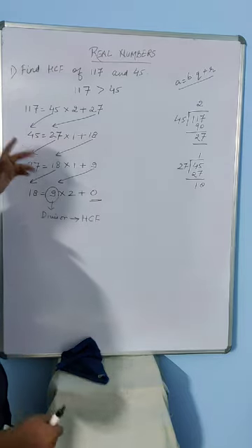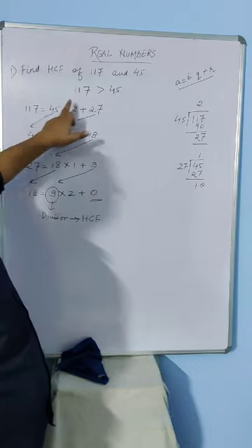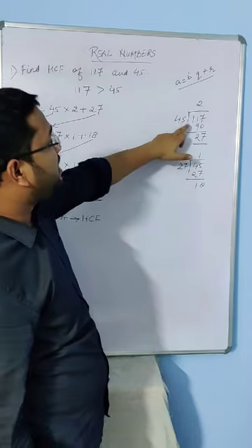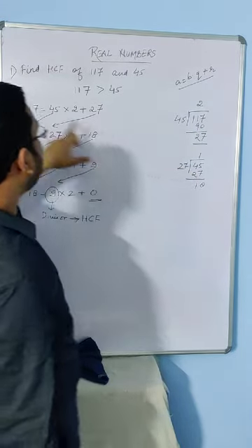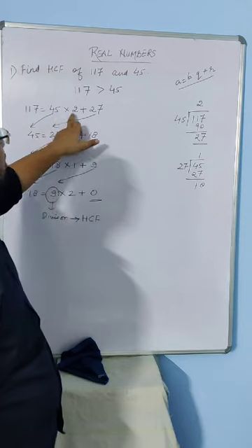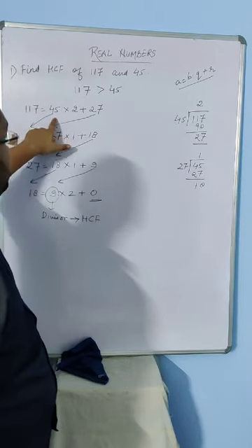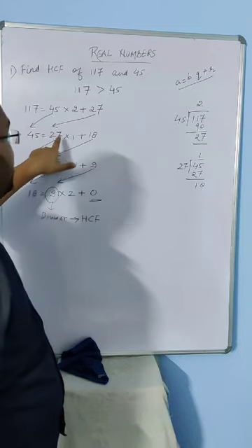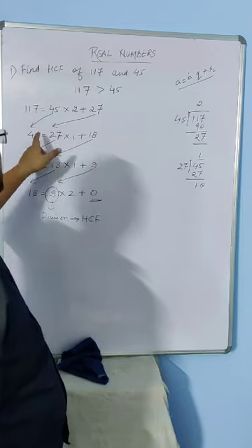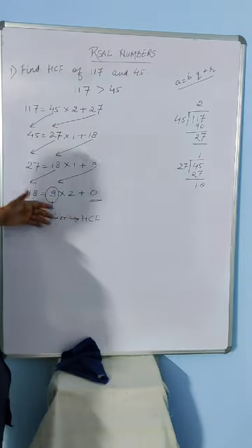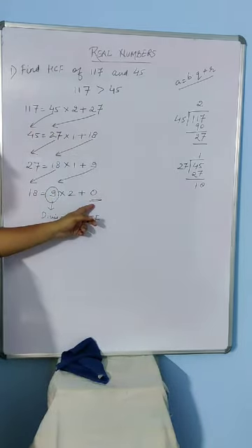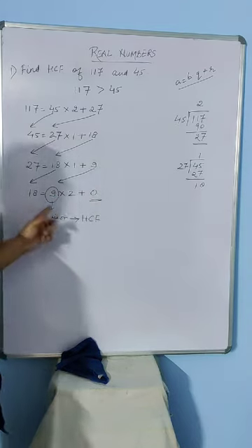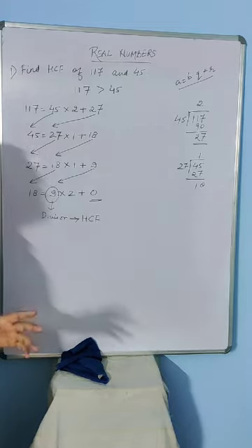I'll just tell you once again, I'll dictate what I've done. I've taken the greater number as the dividend, the smaller one as the divisor. I have divided it. I have simply applied the rule that dividend is equal to divisor into quotient plus remainder. So the divisor of the first step becomes the dividend for the second. The remainder of the first step becomes the divisor for the second. Again the same rule, and the rule kept on going till the time the remainder becomes 0. And the step at which the remainder becomes 0, the divisor at that step is what we call HCF.